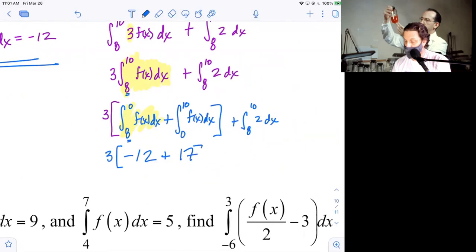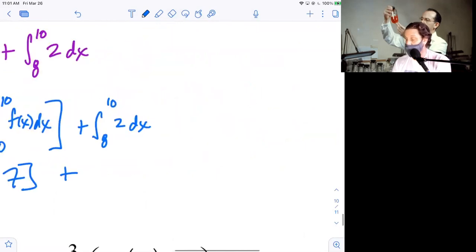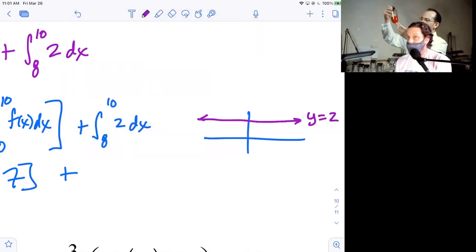Okay, so that's good. Now, how do we evaluate the integral of 2? Well, this is pretty easy. If you're ever integrating a definite integral of a constant, think about what the constant looks like. The constant is a horizontal line. In this case, at 2, right? That's y equals 2, which graphs as a horizontal line.